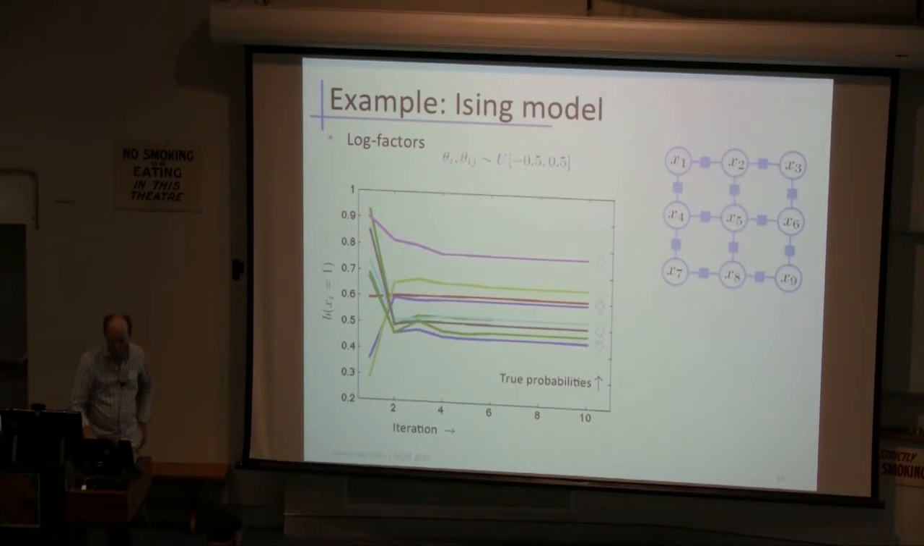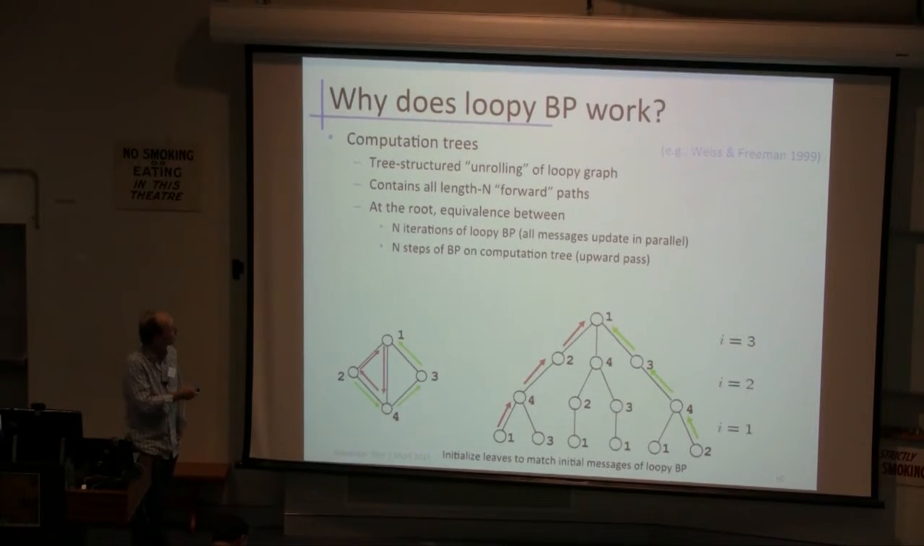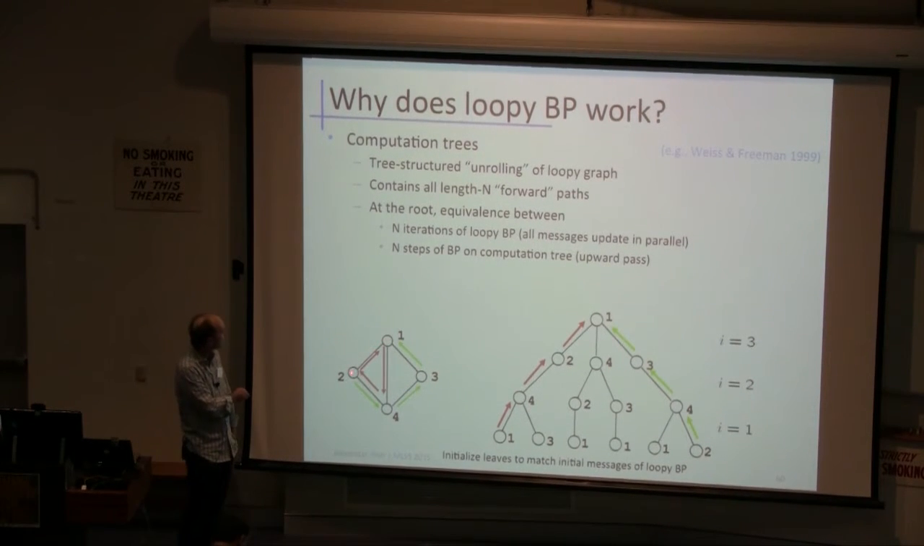Okay, so why does this work? There are a few ways of understanding loopy belief propagation. There's a sort of procedural way, which is to just think about its calculation. Each message that's being computed is computed from the message from your neighbors at the previous iteration.